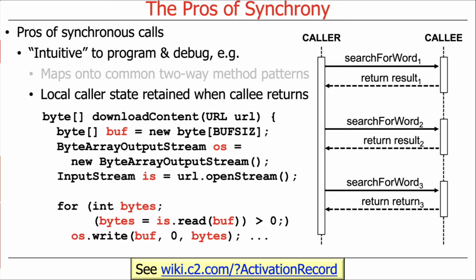You are not responsible in any way, shape, or form for explicitly having to restore the state of that particular set of local variables when methods called by download content return. And if you're thinking to yourself, well, duh, that's exactly the point. That's the way you program probably most of your lives. So there's nothing surprising here, just saying local caller state is retained when the callee returns, and it's automatically reconstituted without you having to do anything special.